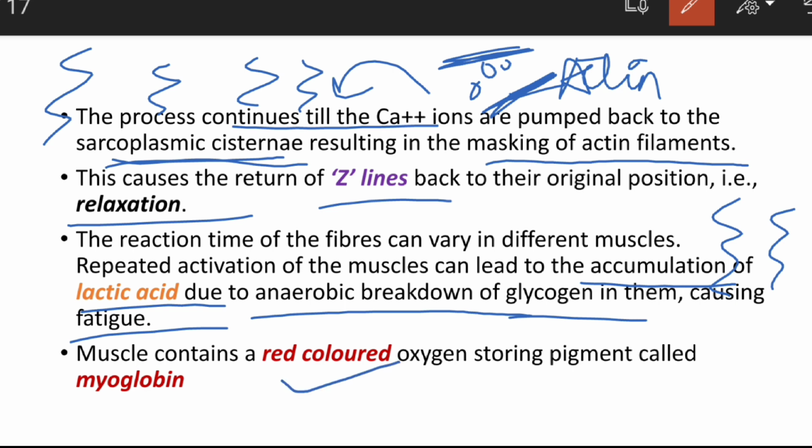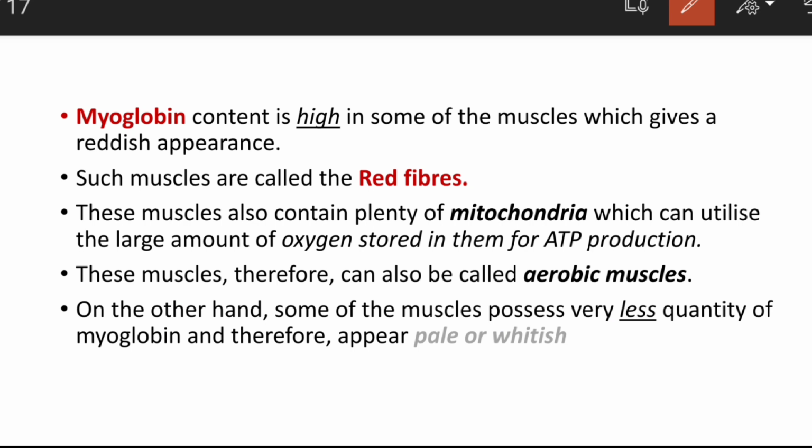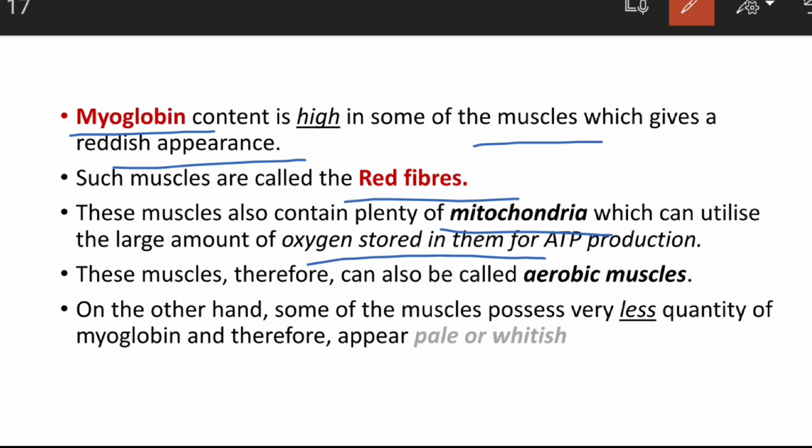Muscles contain a red color oxygen storing pigment which is called myoglobin. Myoglobin content is high in some of the muscles, which gives them a reddish appearance. You can see your palm appears reddish most of the time. Why? Because it contains more myoglobin. Such muscles are called red fibers. The muscles also contain plenty of mitochondria, which can utilize a large amount of the oxygen stored in them for ATP production. These muscles are therefore called aerobic muscles.